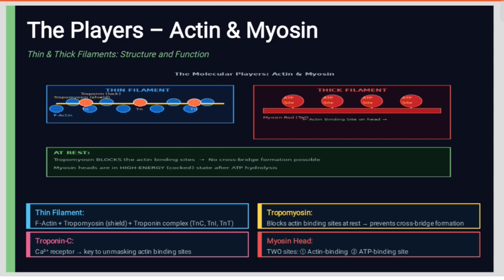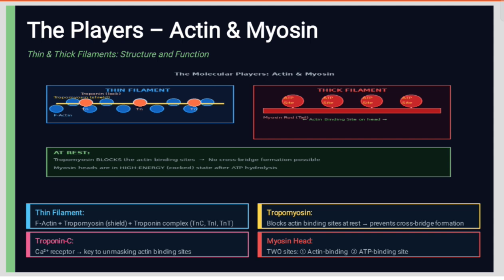Now, every great machine has specific components. In the molecular machine of muscle contraction, the two actors are actin and myosin. One is the drag, the other is the motor. The thin filament is actin. The thin filament is made up of three proteins: F-actin, tropomyosin, and troponin. F-actin is a polymer of two helical strands of G-actin, which is globular actin, wound together. Each G-actin has a binding site for myosin. These are the sites where the cross bridge forms, but only when they are uncovered.